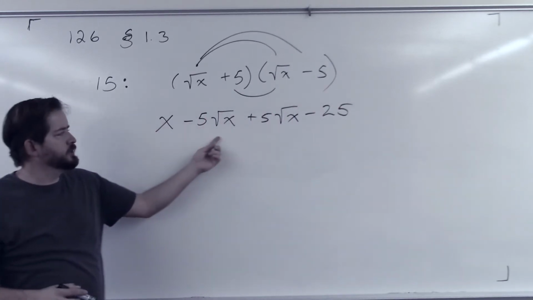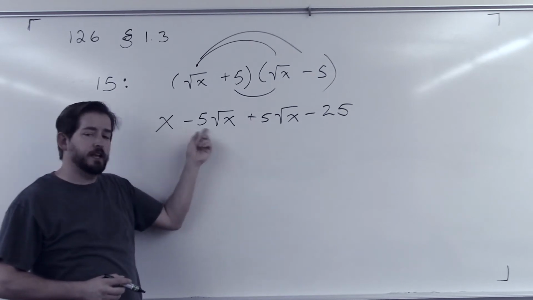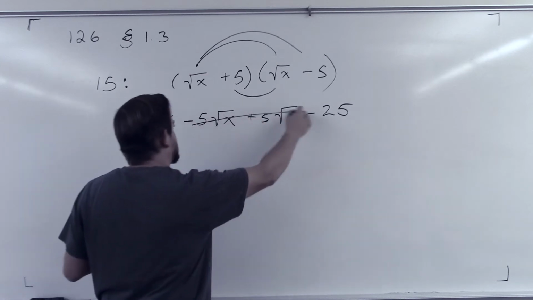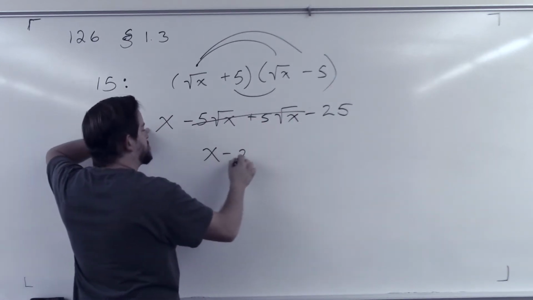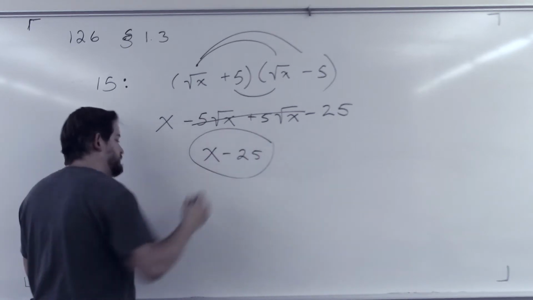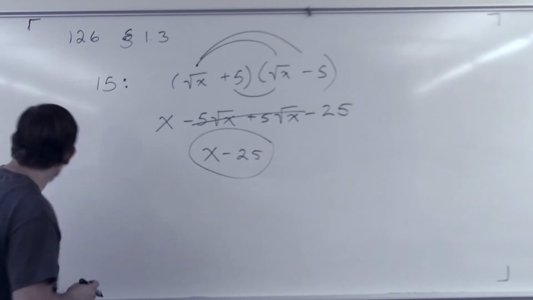So we see these two terms in the middle are both root x terms. One of them is positive 5 root x, the other is negative 5 root x. They will cancel each other out, and you're simply left with, on the outside, x minus 25, and that's it. That's the simplified solution. And that is 15.